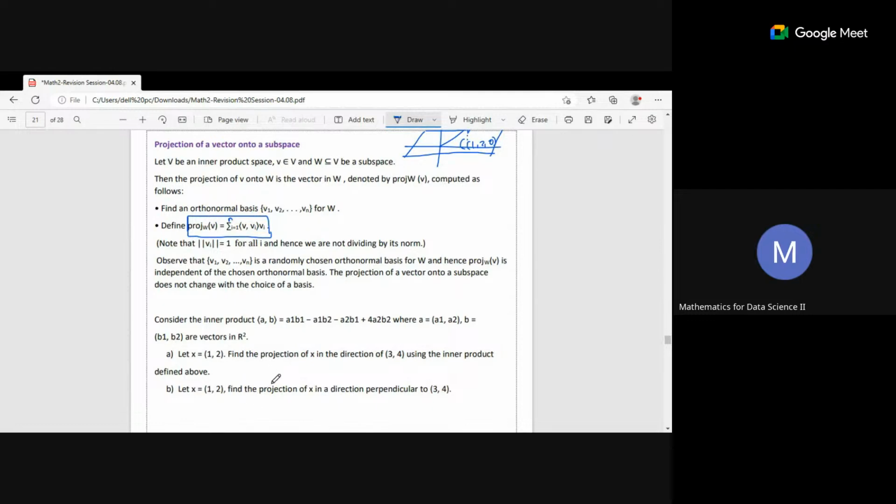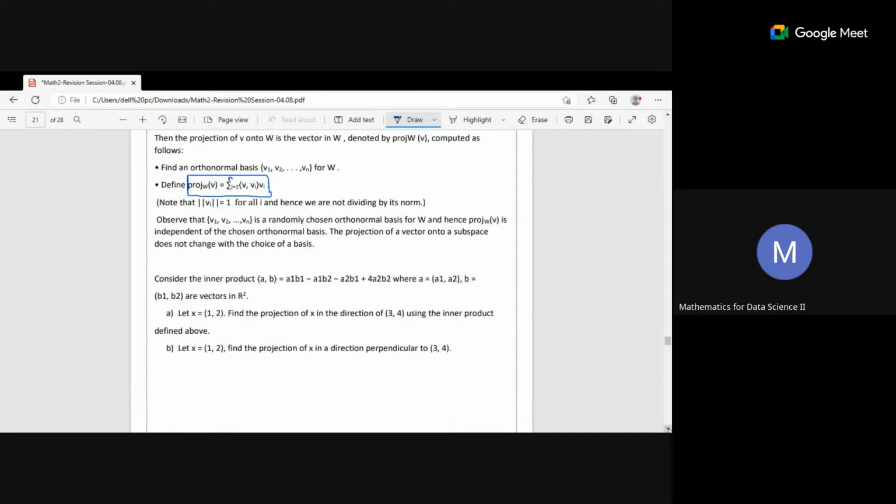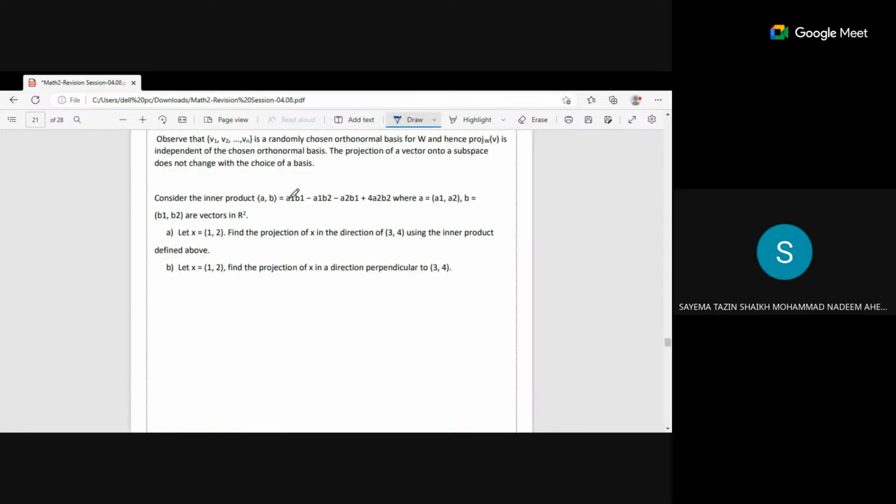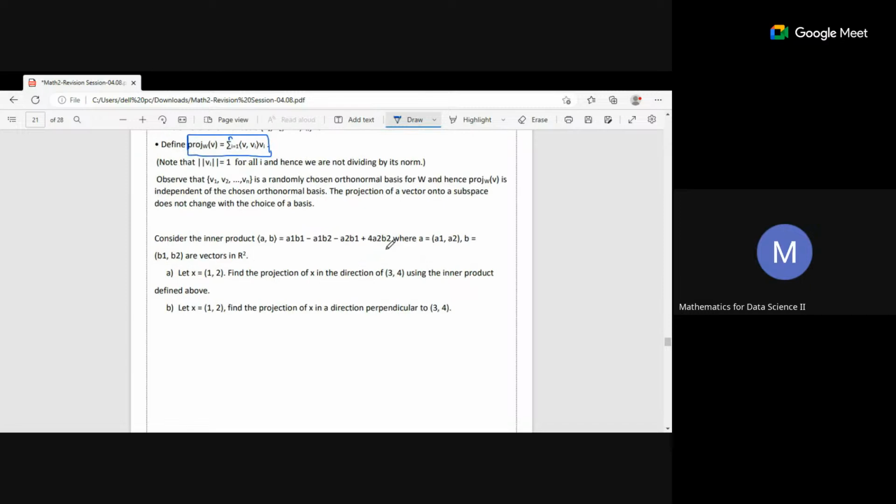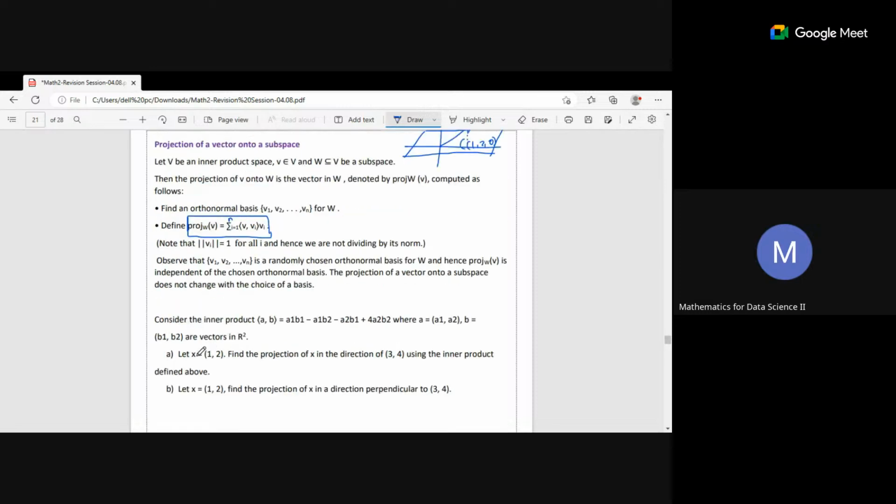As I told you, I have done this example in the class lecture as well. Should I repeat this? Yes, ma'am. Okay, fine, we'll quickly do it. Here an inner product is given to you. Find the projection of x equal to 1, 2 in the direction of 3, 4 using the inner product defined above. So you want to find the projection of 1, 2 on the vector 3, 4.